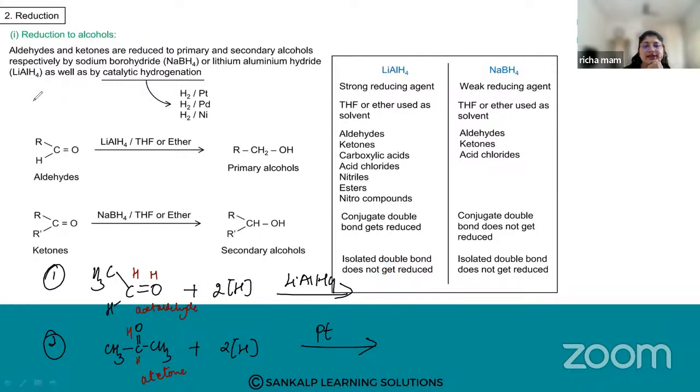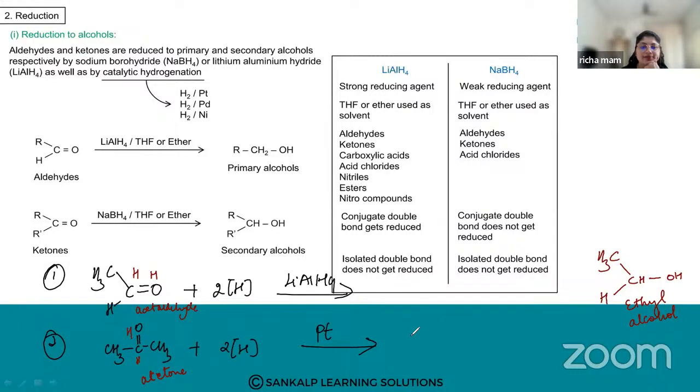Let me write it this side. CH3, CH. Now across this, one hydrogen and here one hydrogen. So what is the name? It is ethyl alcohol. Yes, it is ethyl alcohol.